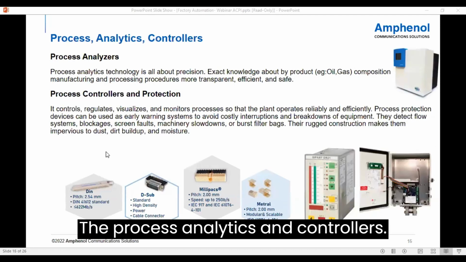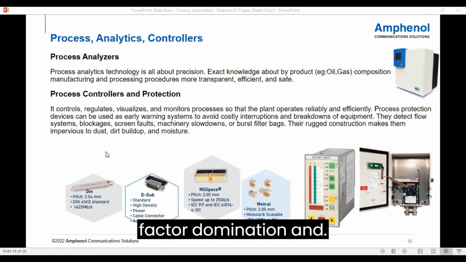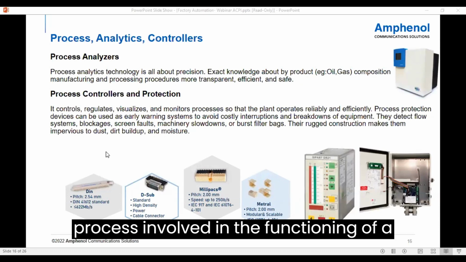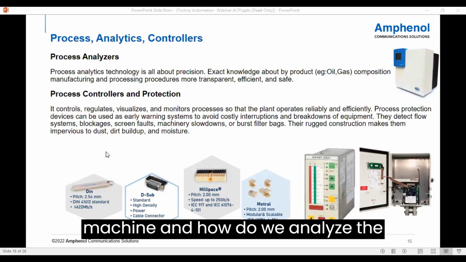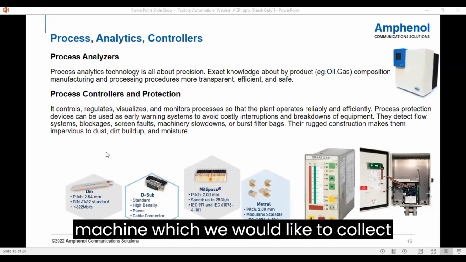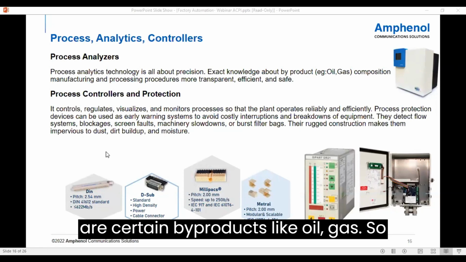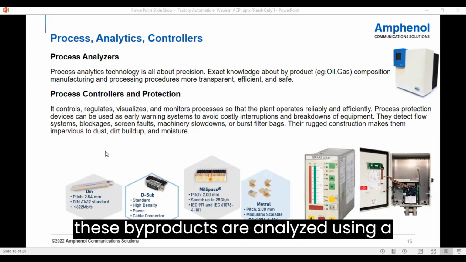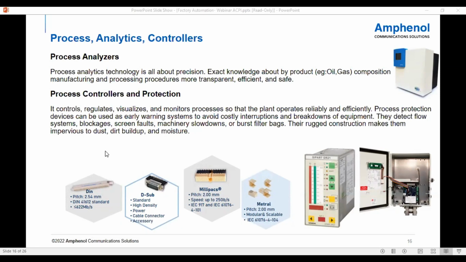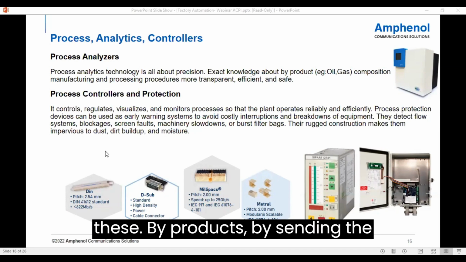Process analytics and controllers are the last devices used in factory automation. As we all know, there is always a process involved in the functioning of a machine. How do we analyze the function of a machine? There are certain byproducts of the machine which we collect to analyze the performance, like oil and gas. These byproducts are analyzed using process analyzers. These process analyzers are basically modular in nature, and our connectors are used for analyzing these byproducts by sending the signals.